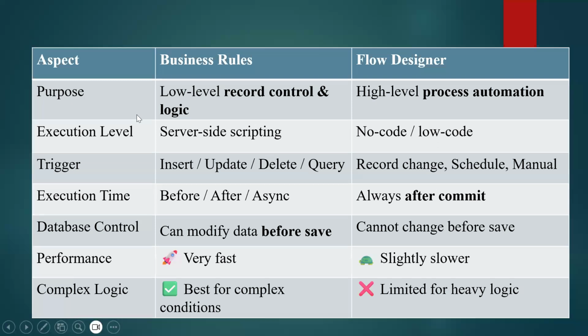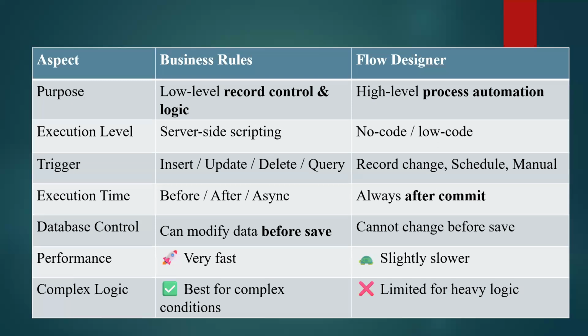The purpose. Business rules are used when you need tight control over how a record is saved or changed. Flow designer is used to automate processes like notifications, approvals, and integrations. Simply, we can say business rule is an engine control. Flow designer is an automation pipeline.